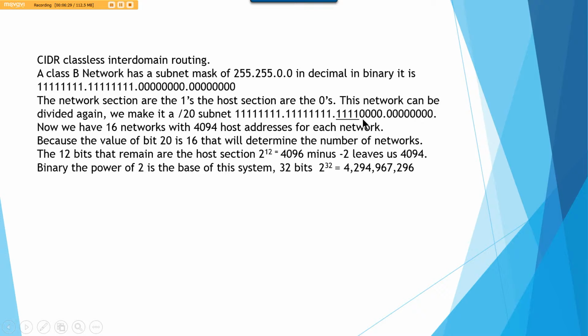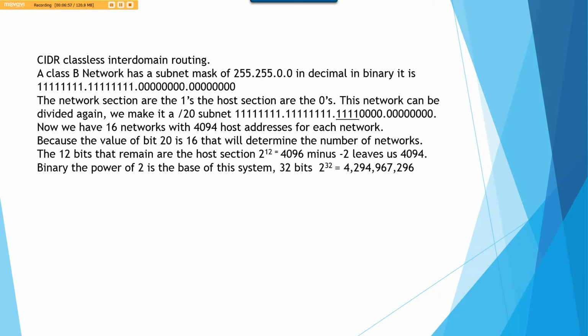And I have underlined them to specify that this is not a default subnet. This is one that we're creating in classless interdomain routing. So the first 4 bits are on and the remaining bits are off. So you have the first 4 in octet 3 on, the last 4 in octet 3 are off. And this is what it looks like in binary.